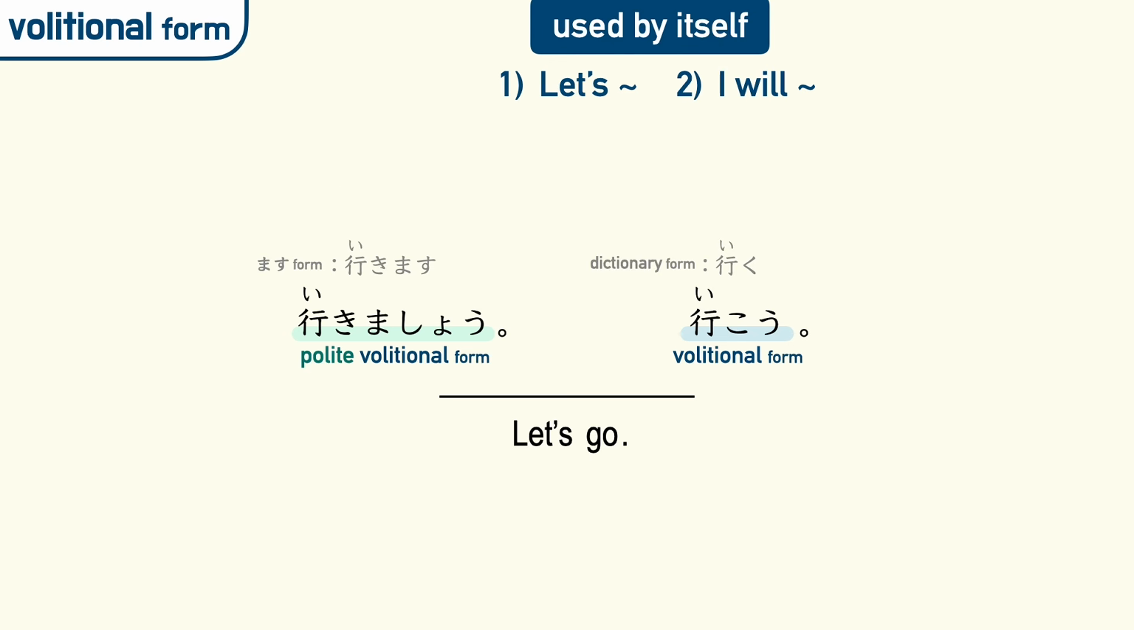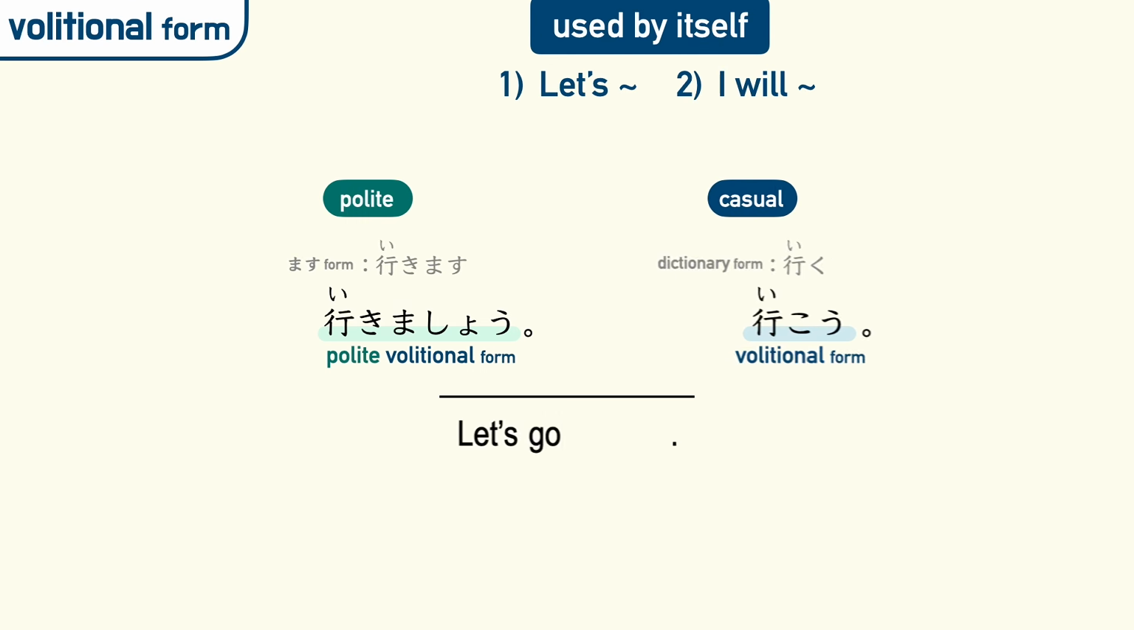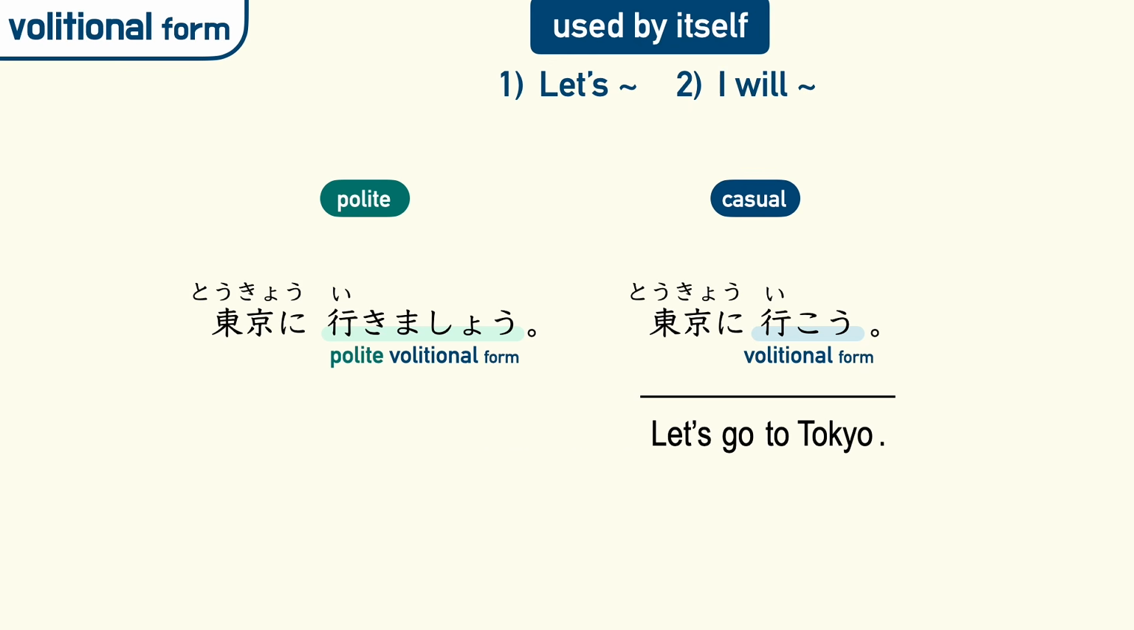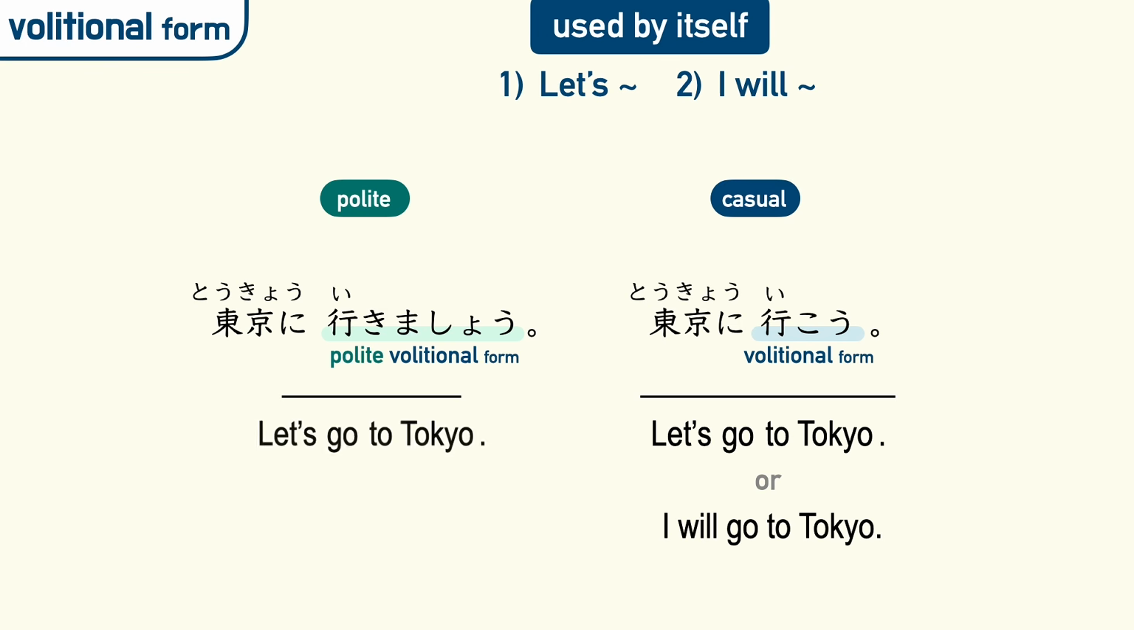But you say 行きましょう if you want to sound polite, and 行こう to sound casual, like when you talk with your close friends. Let's go to Tokyo. Casually, 東京に行こう. Politely, 東京に行きましょう. And here's the thing. 東京に行こう can mean let's go to Tokyo or I will go to Tokyo in a certain context. However, the polite volitional form cannot mean that. It always means let's go to Tokyo and never I will go to Tokyo.